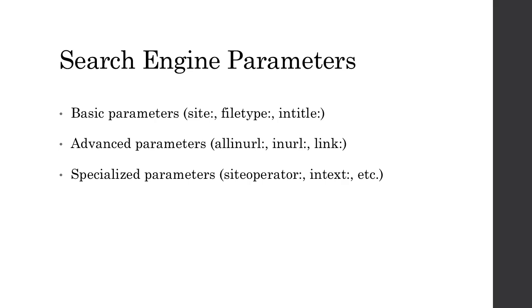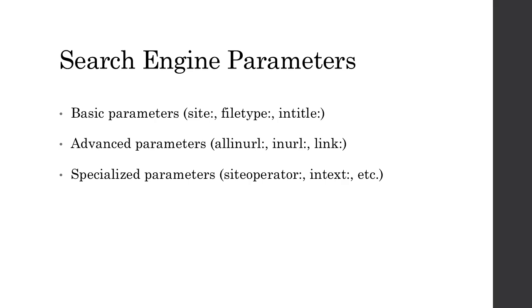Site, look for content from a specific website, e.g., site:google.com shows Google-related results. File type, find files of a certain type, e.g., filetype:pdf shows PDF documents. In title, search for pages with a specific title in the title tag, e.g., intitle:Google search looks for pages titled Google search. Advanced parameters.